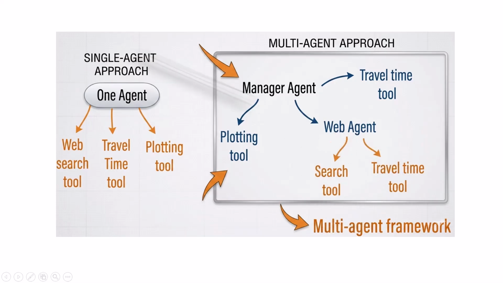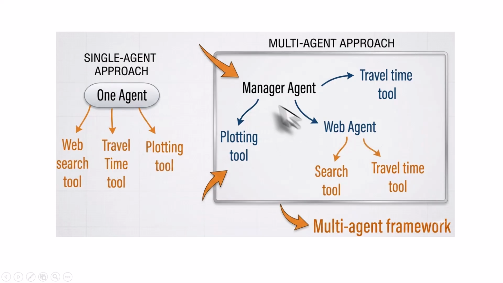With one agent performing all these tasks, the context of the task will be mentioned as one big prompt. So the amount of attention the one agent can give to each of these tasks, that is web search, travel time, or plotting, is divided. So the agent may not be able to perform well, like one person doing multiple tasks, right?